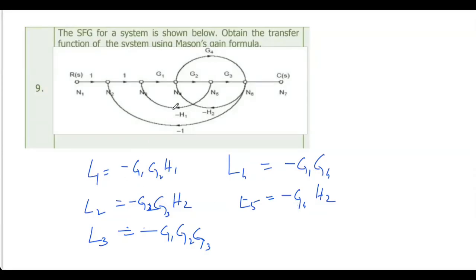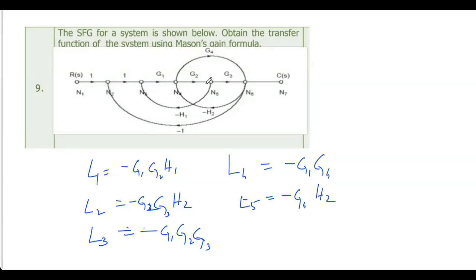Sir, all are touching. L1 is touching L2. L1 is touching L3. Sir, in L3 you wrote G1, G2, G3, but by seeing it there is no loop, it is a straight line, looking like a forward path. G1, G2, G3 minus 1. Yes, sir. G1, G2, G3 minus 1.